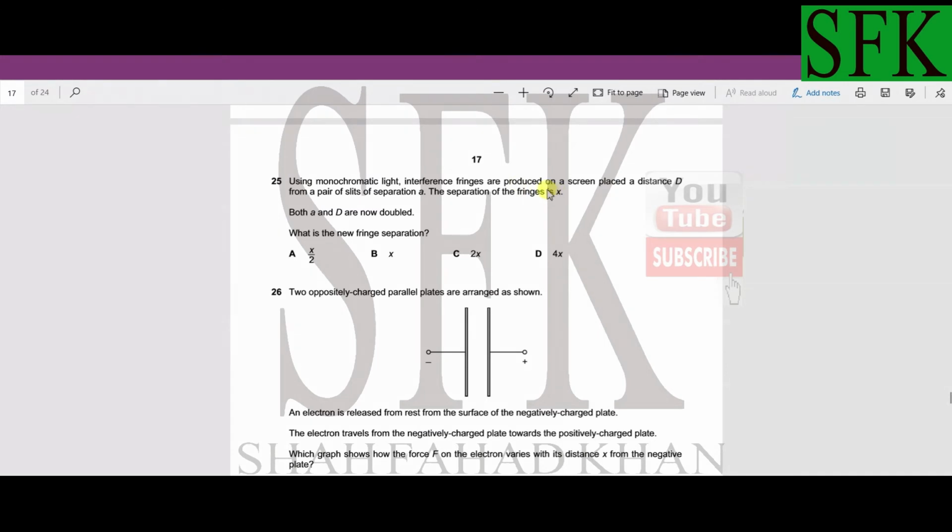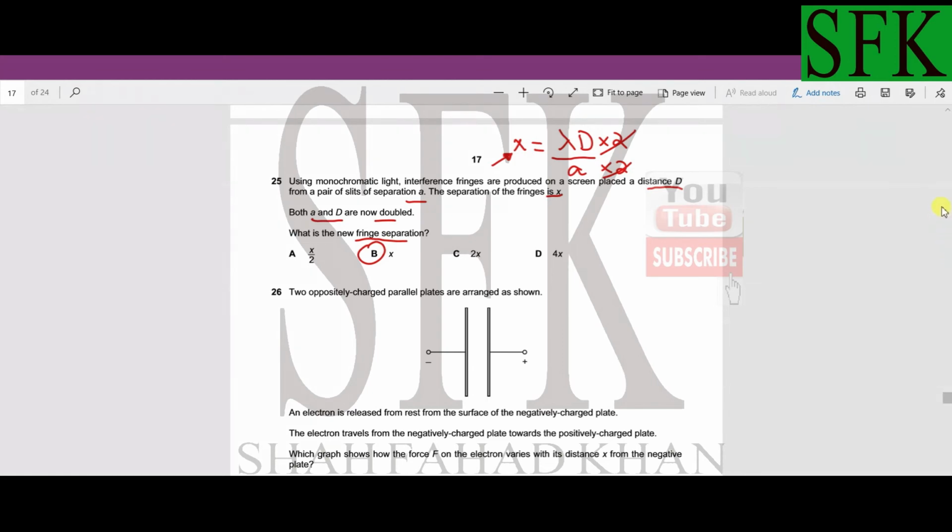Using a monochromatic light source, interference fringes are produced on a screen placed at a distance of D from a pair of slits of separation a. The fringe separation is x. a and D are now doubled. What is the new fringe separation? This is a condition of Young's double slit experiment, and the formula that we use in that case is x = λD/a. They are asking what happens to x. Both a and D are doubled. If D is doubled and a is also doubled, they cancel each other out and there will be no effect. It will stay the same, it will stay x.